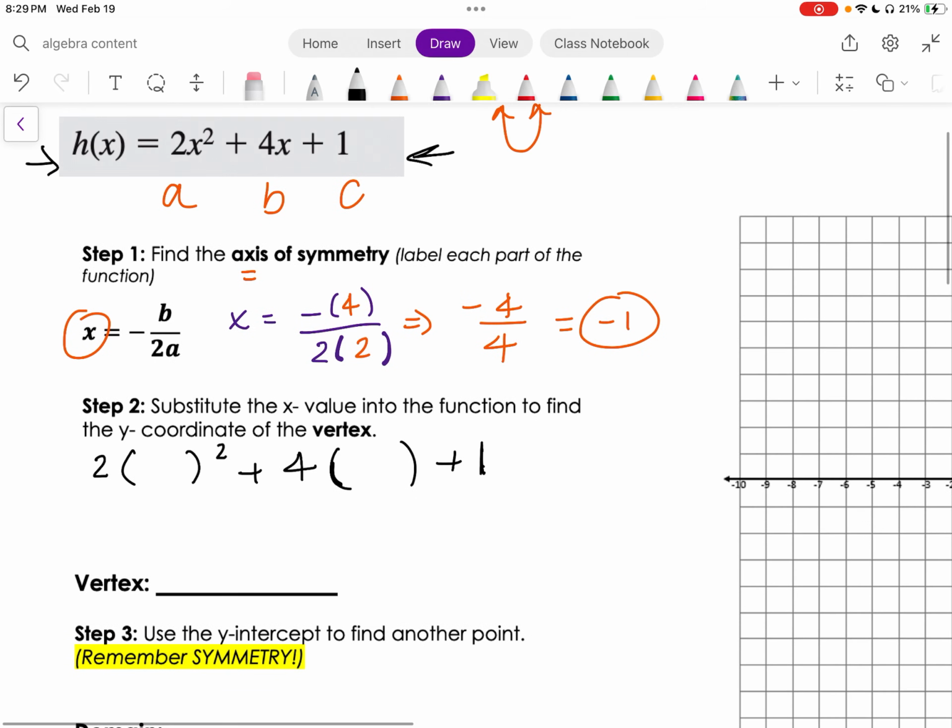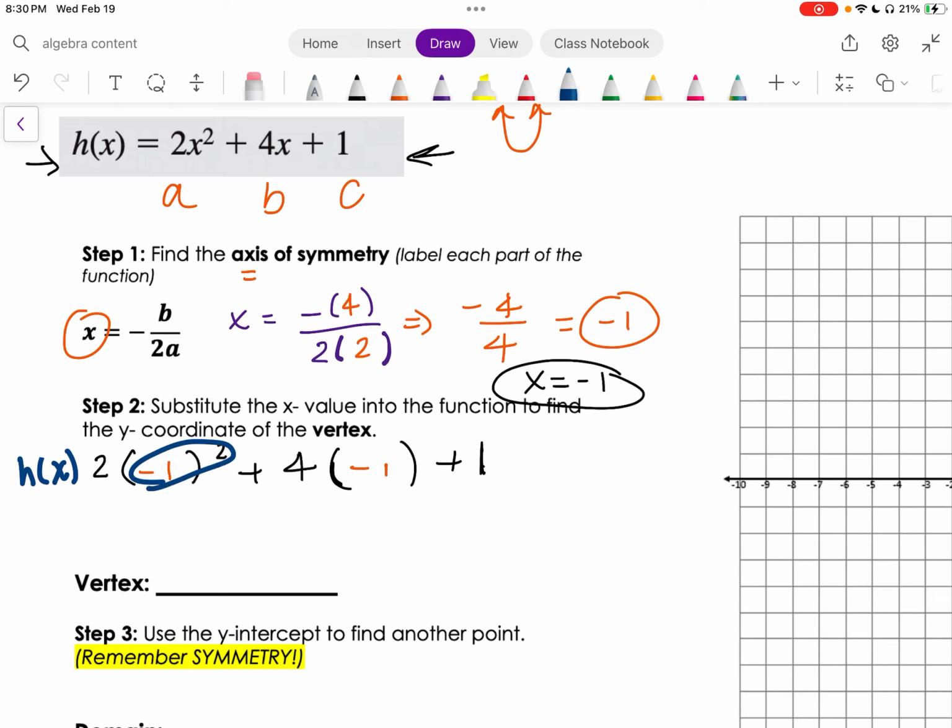So wherever we see x, we're going to substitute negative 1. I want to make sure that we know where this negative 1 is coming from. I'm going to use orange to substitute negative 1, negative 1. And now we're going to go ahead and solve by following the order of operations. I'm going to put h of x here so that we can remember that the value that we're looking for right now is our y, which is our output. So we're going to start with negative 1 to the second power. That's going to give us 1, 2 times 1.